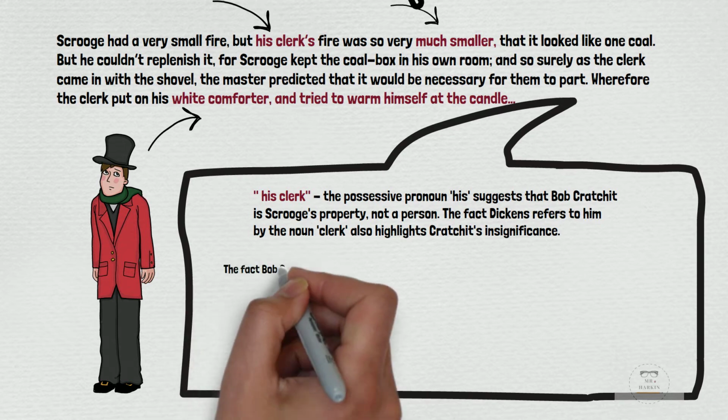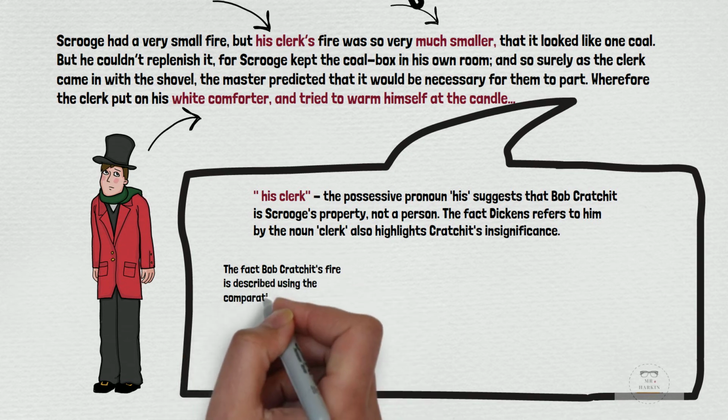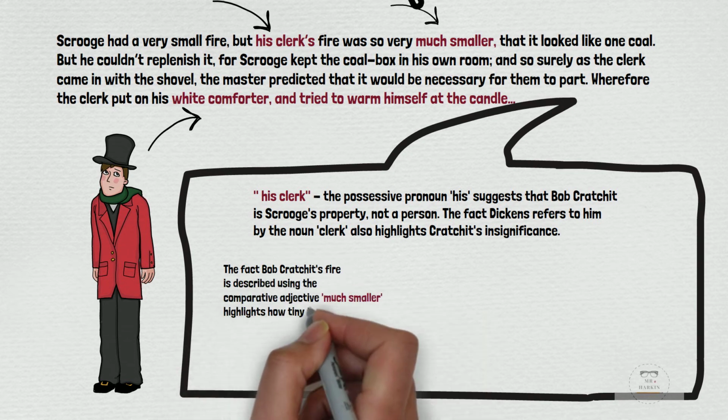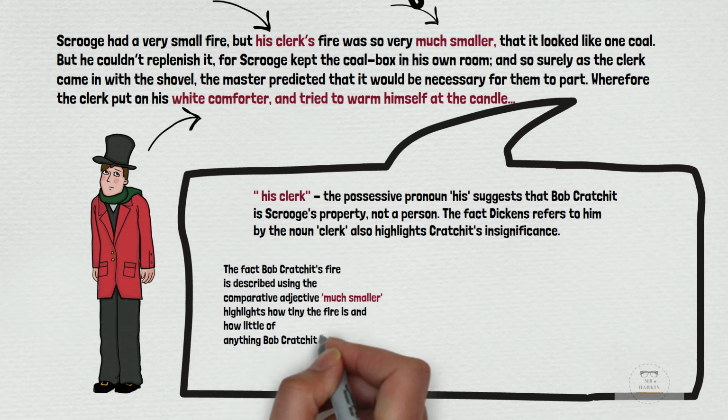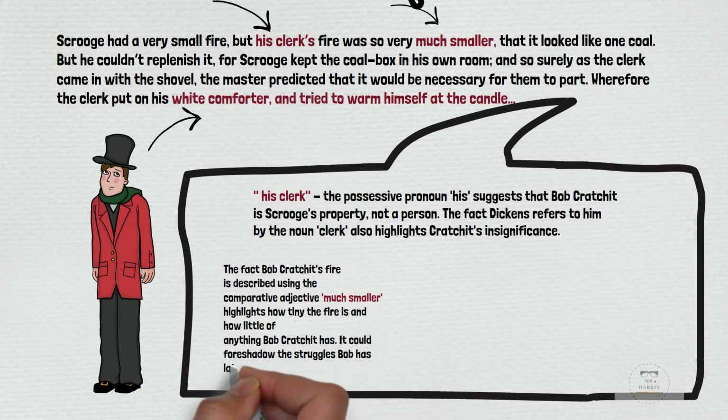Bob Cratchit's fire is described using the comparative adjective much smaller. It is a comparative adjective because it describes Cratchit's fire by comparing it to Scrooge's. The significance of the fire is that it shows how little of anything Bob Cratchit actually has. It could also foreshadow the struggles Bob has later on in the novella.